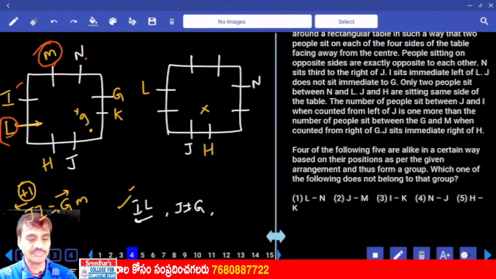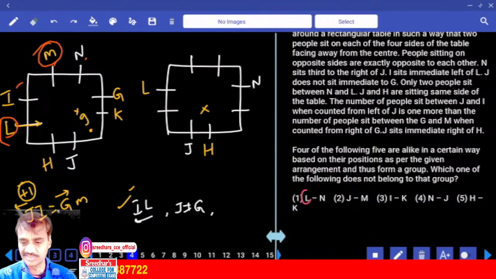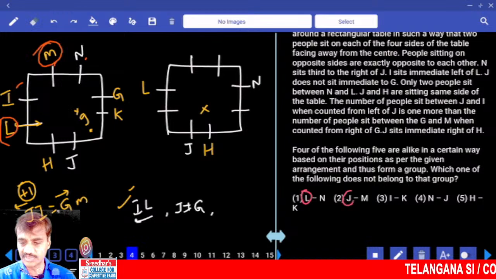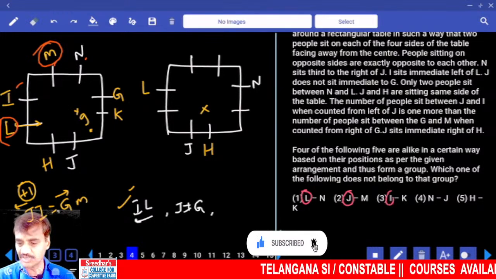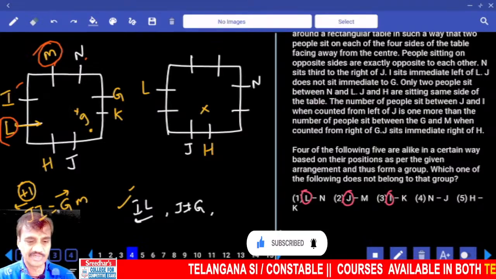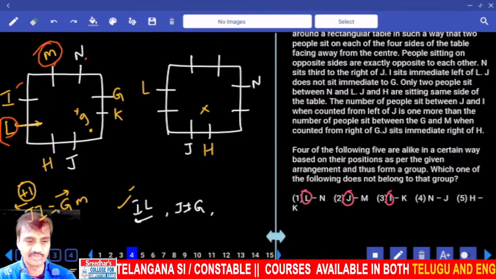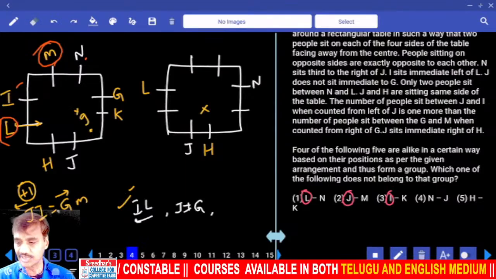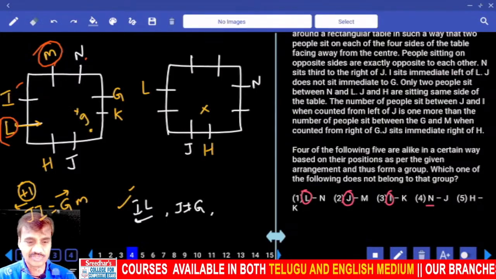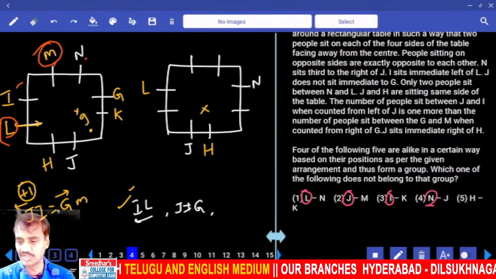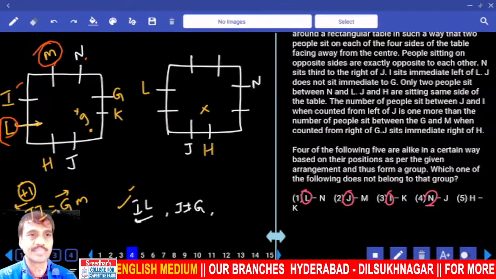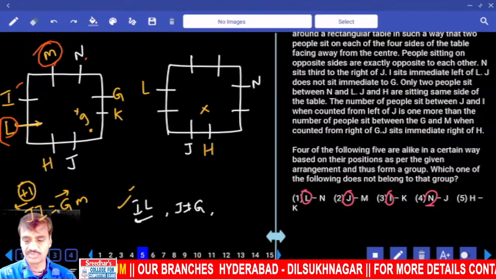Then L and N: if you observe here, L is third to the right of N. Clear? And this is the right hand set. Now J is fourth to the right of M. And I is fourth to the right of K. N and J: N is fifth to the right of J. Isn't it? Then next one, H and K. H is second to the left of K. Now except this one, all the remaining are on the left hand side, H is on the right hand side. That goes there. Then next one, question number 5.